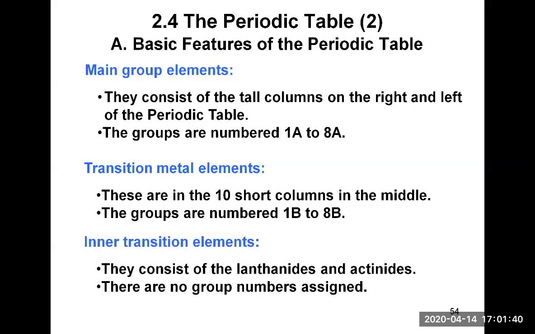And then there are the inner transition elements. There are the 2 rows at the bottom, separated from the rest of the table. They consist of the lanthanides and the actinides. There are no group numbers assigned to these. And in this course, we will mainly focus on the main group elements. We will rarely talk about the inner transition elements and only briefly talk about the transition elements. Our main focus will be on the main group elements.